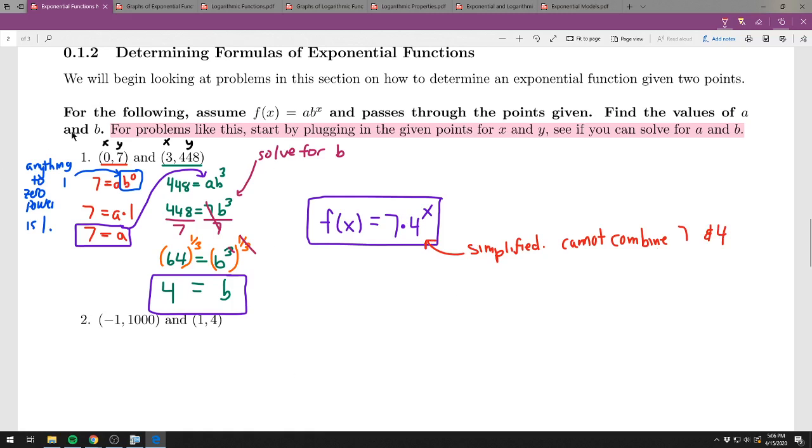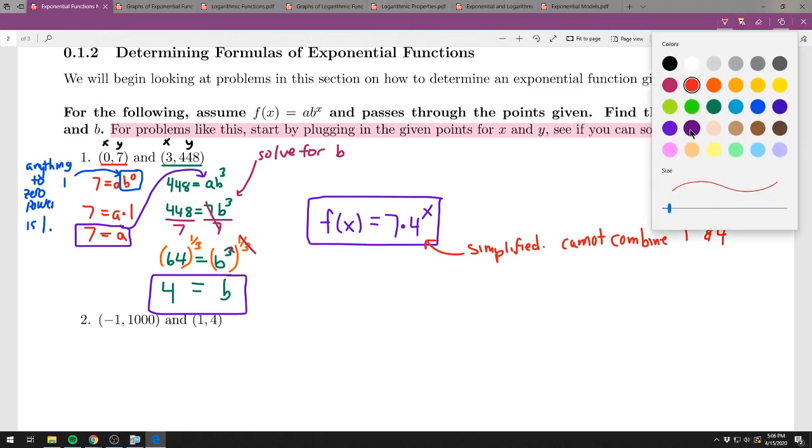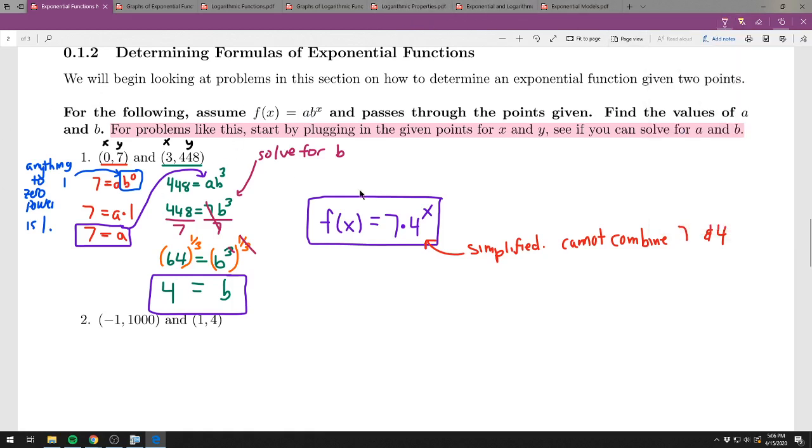The reason this problem worked out so quickly was because we were given a point when x is 0, and that let us solve for a very quickly. One thing I do want to point out here, because this is far more applicable when you do word problems, which we're going to see some in this section, and it is the entirety of the last section of this chapter. When you're dealing with exponential functions like this, a is always the initial value. So if this represented some sort of population, our a, our 7, would be the initial population.